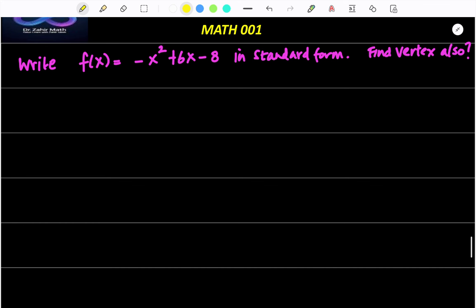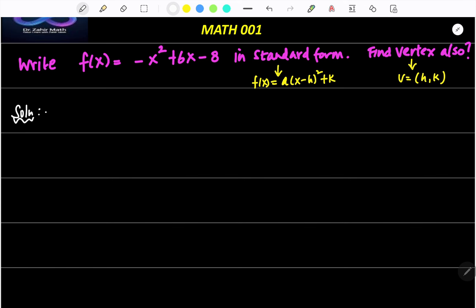Write f of x in standard form. Find the vertex also. What do you mean by standard form? Standard form: f of x equals, remember, a into x minus h the whole square plus k. What is the vertex? The vertex is h comma k. Right. So for this also I need h comma k. For this also I need h comma k. So let us go to the solution.